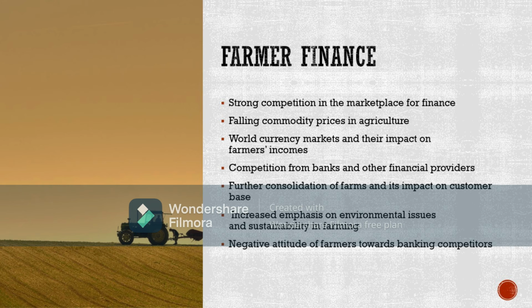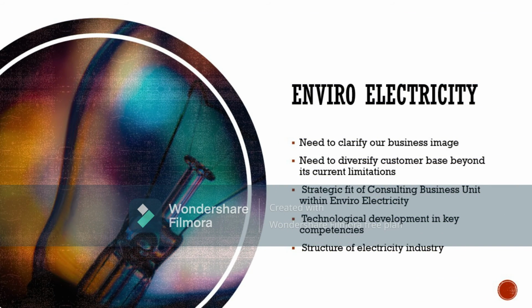Example number 3, a consulting business unit of a hydro energy-producing company. This is a consulting business unit within this electricity company. It is an example of a business unit within an organization that wishes to develop a strategic plan to assist in its competitiveness and future direction.